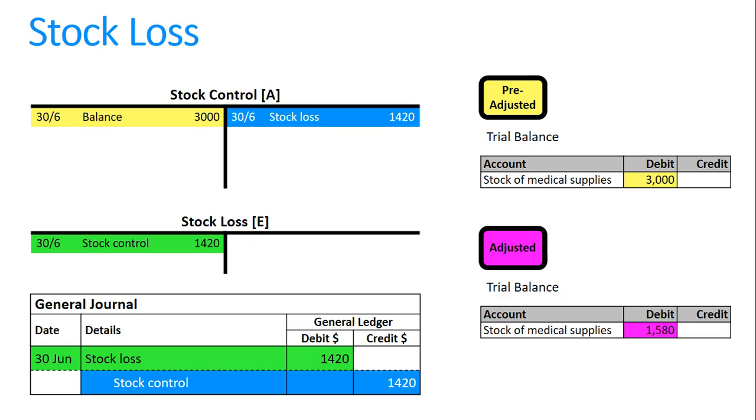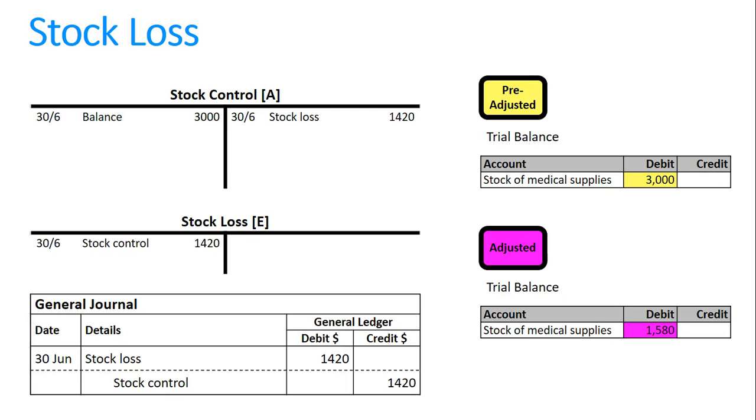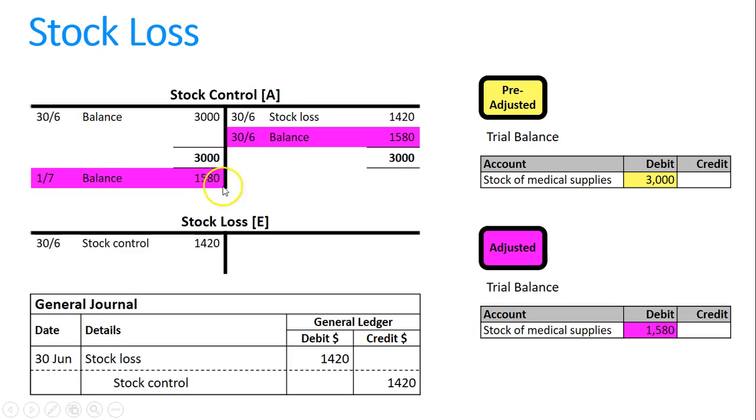How did we get that number though? Well, we got that number because if we reset everything, we know that going forward the balance of stock control in the adjusted trial balance down here is $1,580. So we know that when we balance this ledger forward, that's got to be the balance. So if we had $3,000 to begin with, and we're going to have a balance of $1,580 going forward, we must have lost $1,420, so that's how we got it.